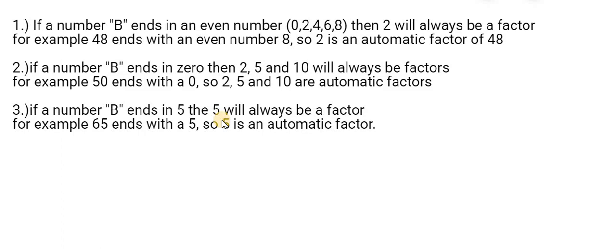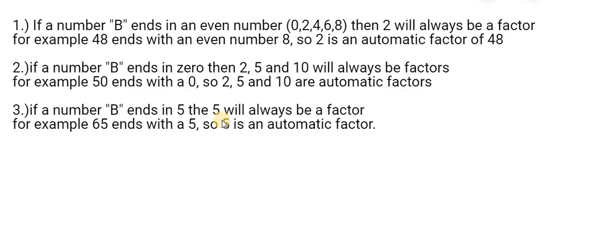So for example, if a number b ends in an even number, and an even number is 0, 2, 4, 6, 8, then 2 will always be a factor of that number. So for example, 48 ends in an even number of 8, so 2 will always be an automatic factor of 48. Pick any other number that ends in an even number off the top of your head. 54 ends in an even number of 4, so 2 is an automatic factor.